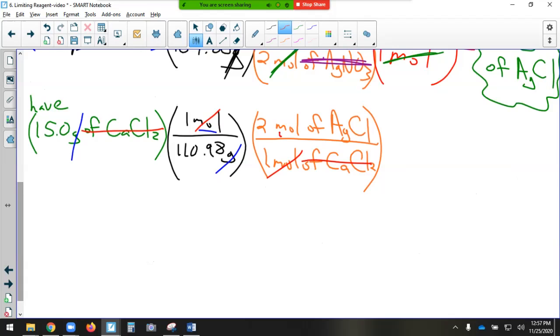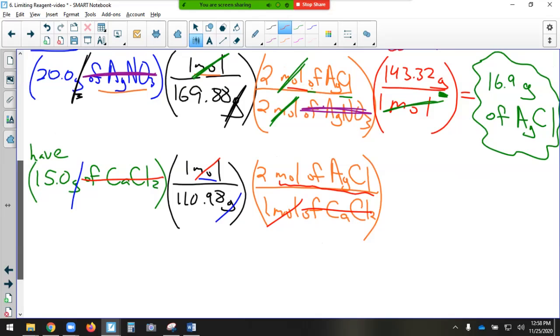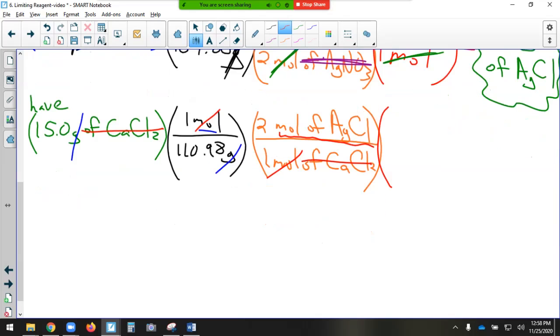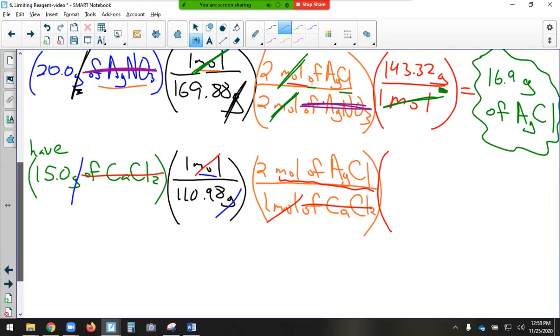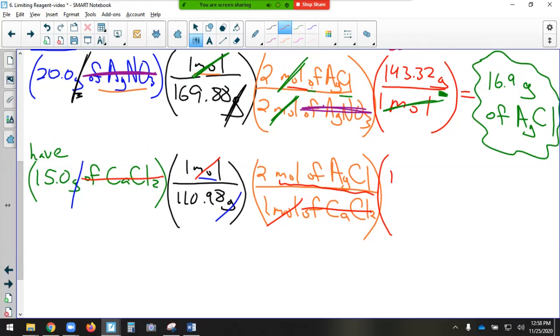At this point, you have moles of silver chloride. And one of the joys of doing limiting reagents, the last step is going to be the same in each scenario. So in this case, the last step is just converting my silver chloride into mass. That's the mass conversion.